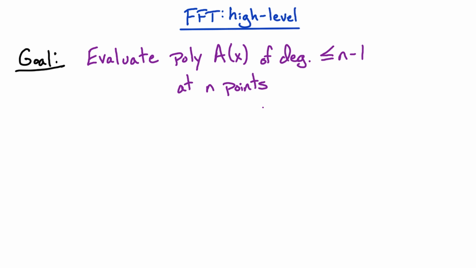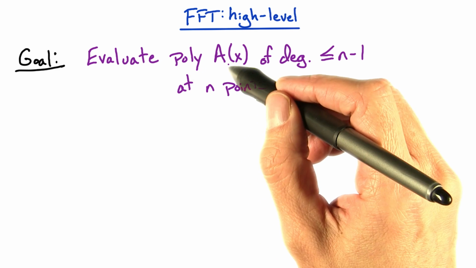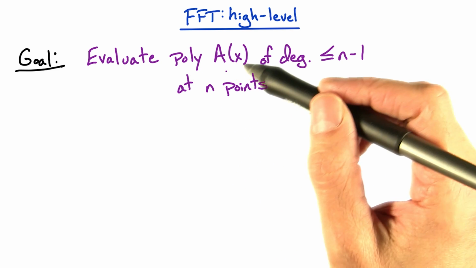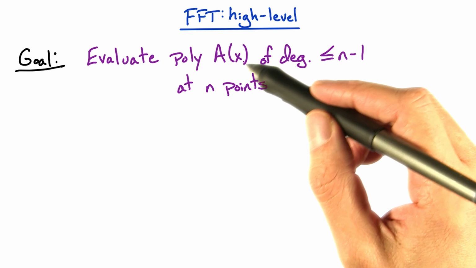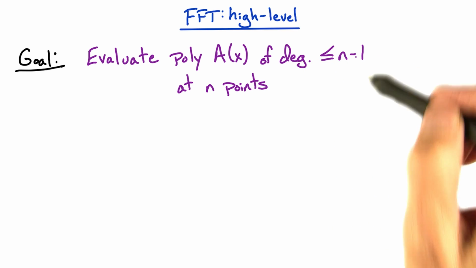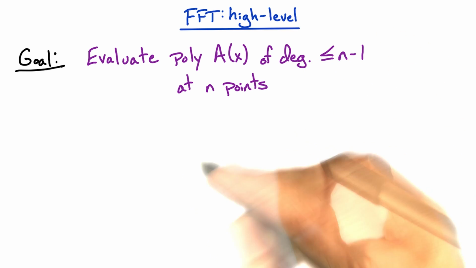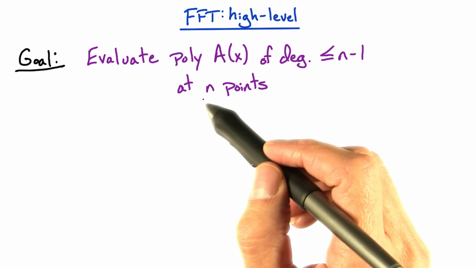We now have all the pieces to define the FFT algorithm. Let's start with the high-level idea of the algorithm once again. We're given a polynomial a of x. We're given this polynomial by its coefficients. Let's assume this polynomial is of degree at most n minus 1, where n is a power of 2. And we want to evaluate this polynomial at n endpoints.